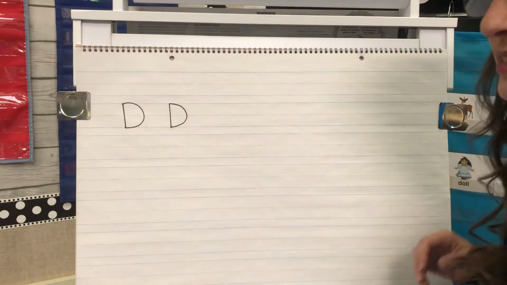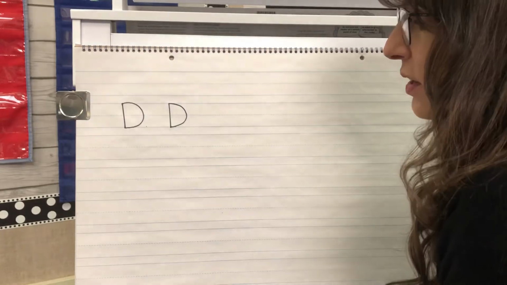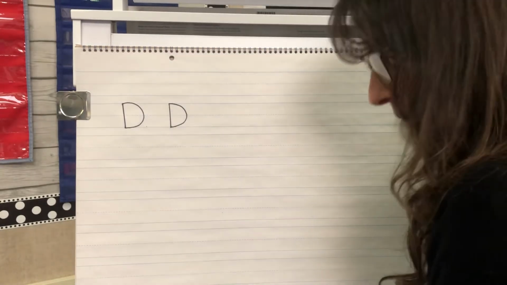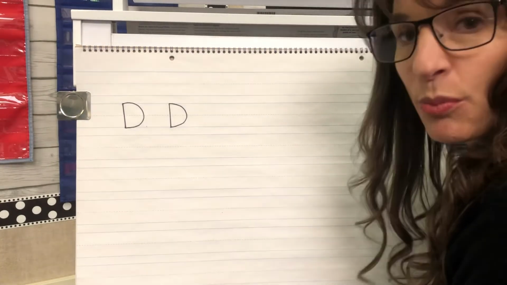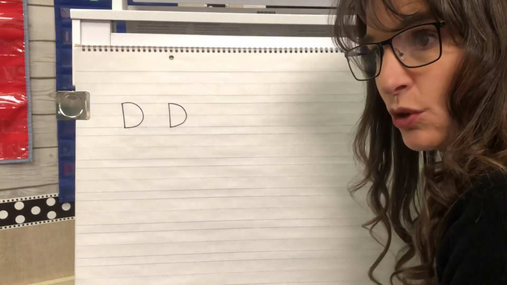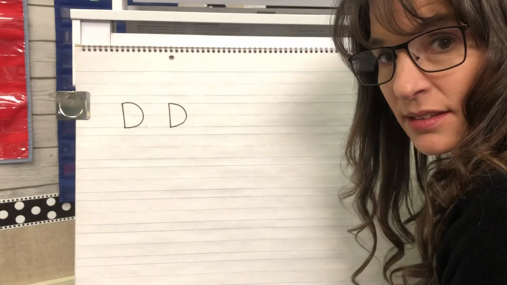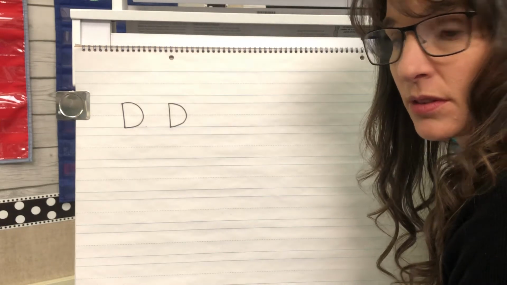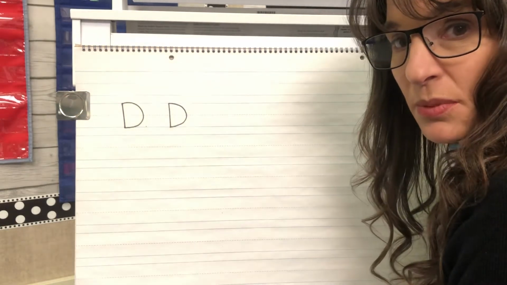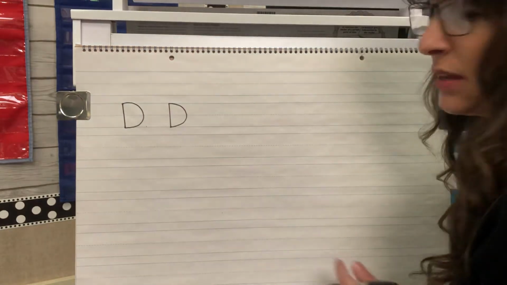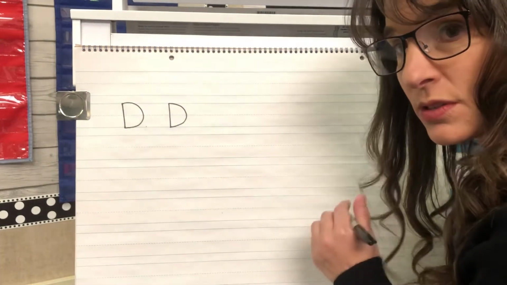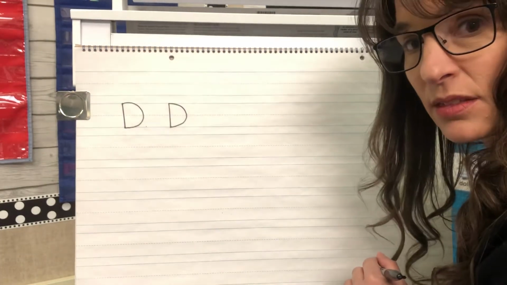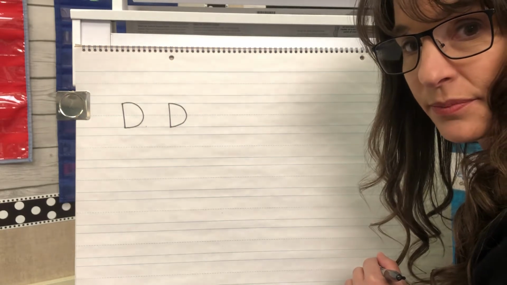Now lowercase d is the tricky one, and this is the one where I want you to make me a promise. I want you to promise me that every time you make a lowercase d, that you'll make the letter C first. Not the line first, but the letter C first. And I'll show you what I mean. If you make the letter C first, you're never gonna make the D the wrong way, okay?